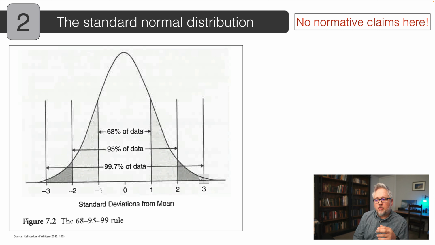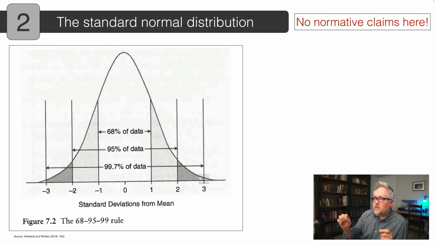And as I mentioned earlier, plus or minus 1 standard deviation is 68% of the data, 2 standard deviations is 95%, 3 standard deviations is 99.7%. So often that's kind of rolled to 90%.